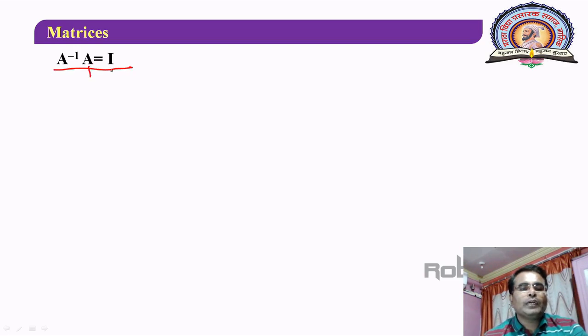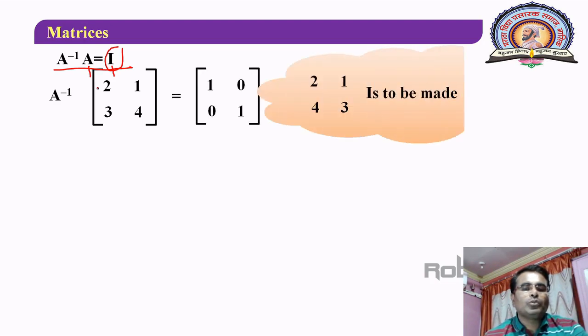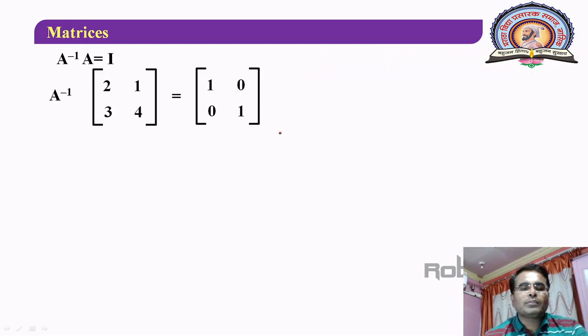Reduce this A to the identity matrix. At the same time, this I on the right hand side will convert into the required inverse. So let us see what happens. A inverse into matrix A. What is matrix A? 2, 1, 3, 4. Now that is equal to the identity matrix of the same order, 1, 0, 0, 1. Now we have to do the transformation in such a way that this left hand side matrix will convert into the identity matrix, and at the same time this identity matrix will convert into your required inverse. So therefore consider the transformation suitably.